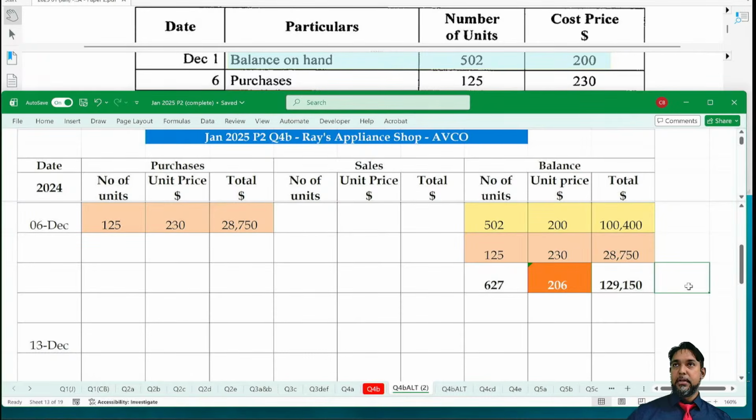All right. So in class, are we okay? It's like finding average cost. Take total cost divided by total number of units. That's what we do.